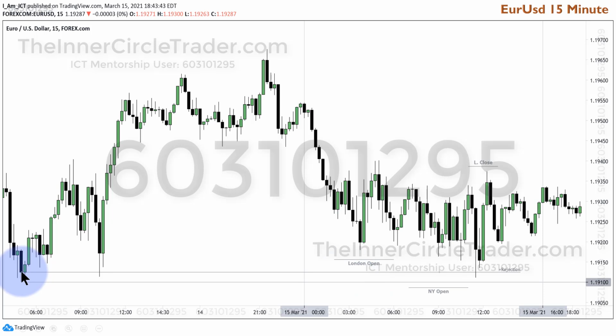The rejection block over here, being swept there, and the small little sell side imbalance, buy side inefficiency up here at the start of the day that sells off. Apart from that, really been a lackluster day for Euro.